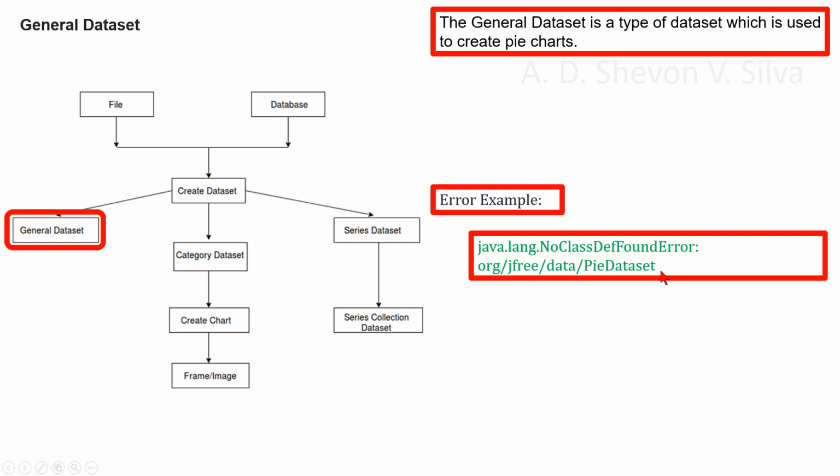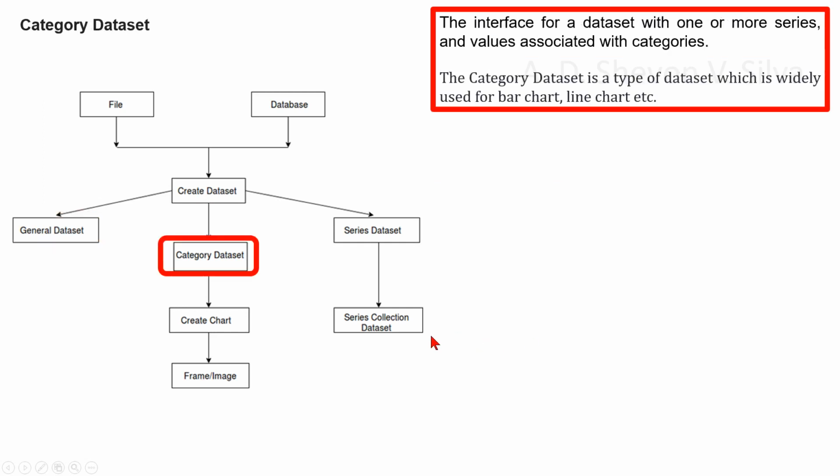PieDataset. Now we are focusing on CategoryDataset. The interface for a dataset with one or more series and values associated with categories. The CategoryDataset is a type of dataset which is widely used for bar chart, line chart, etc.